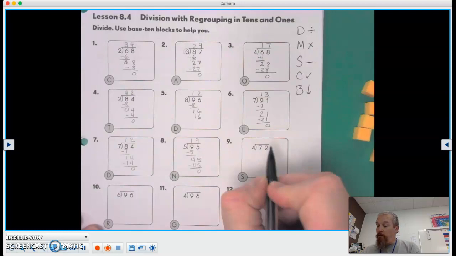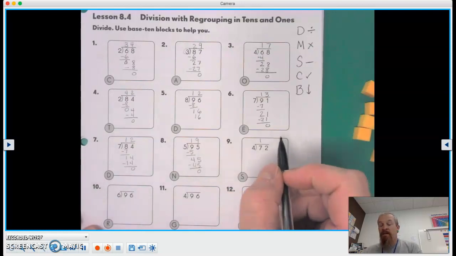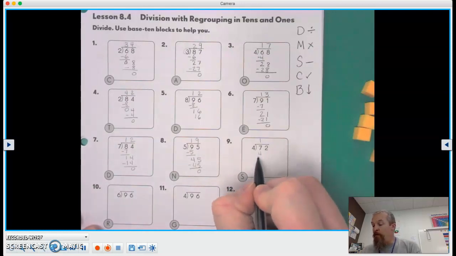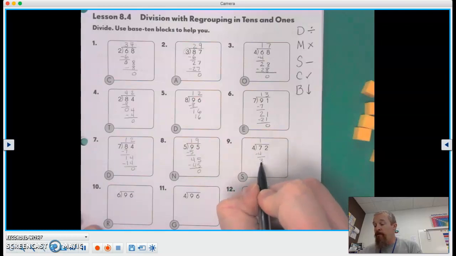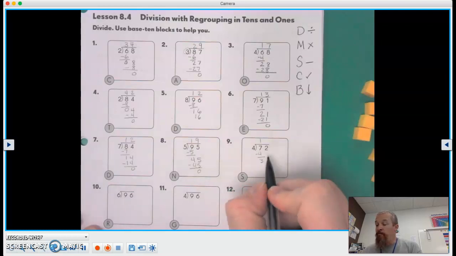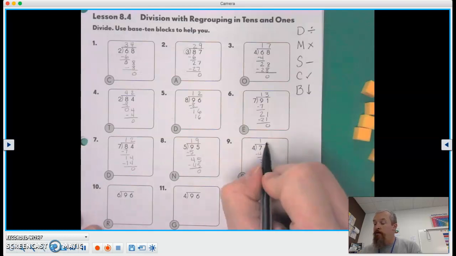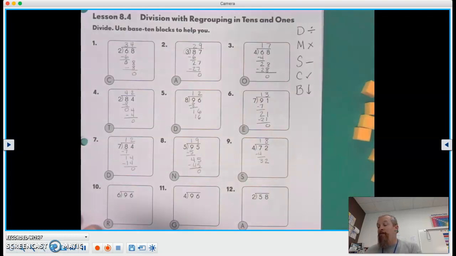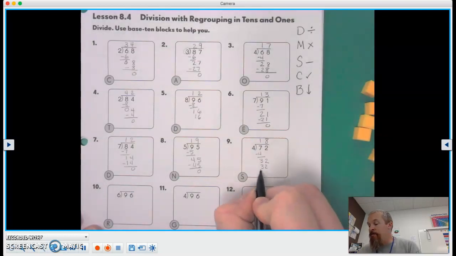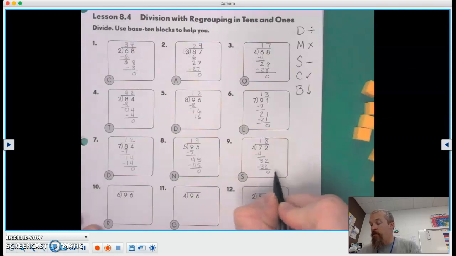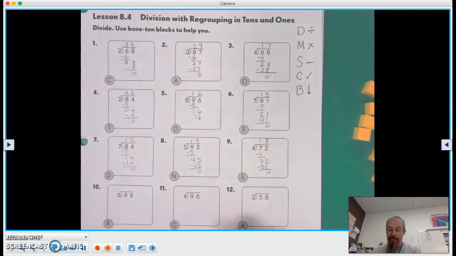4 goes into 7 one time. 1 times 4 equals 4. 7 minus 4 equals 3. Check it. Bring down. 4 goes into 32 8 times. 8 times 4 is 32. Subtract it, and we get 0.